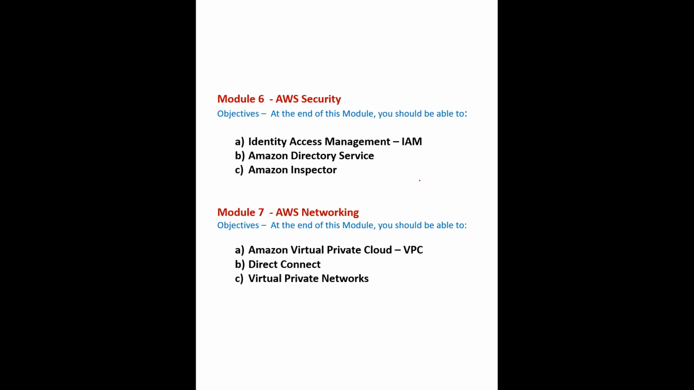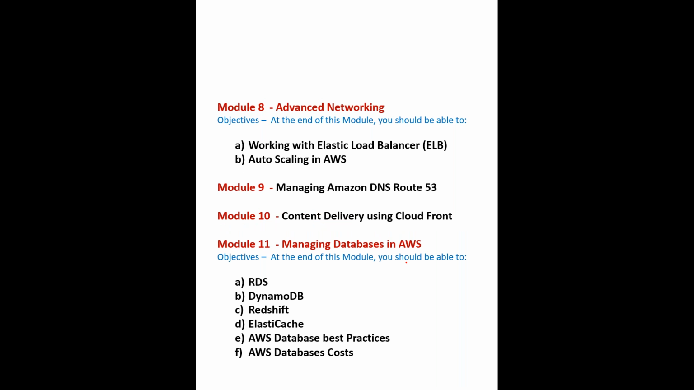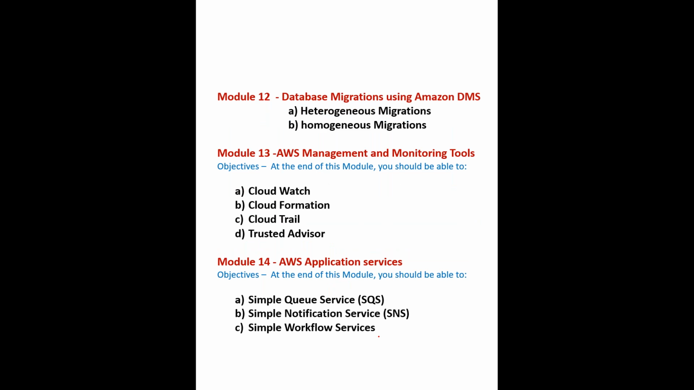Module 6 is security, identity access management, directory service and inspector. And module 7, complete VPC, virtual private cloud. Module 8 is networking, the load balancer, ELB, auto scaling. And module 9 is Route 53, which is the DNS component. Module 10 is CloudFront. And module 11 is managing databases in AWS, the different types of databases that are there. And module 12, database migrations using Amazon DMS. And module 13, management and monitoring.